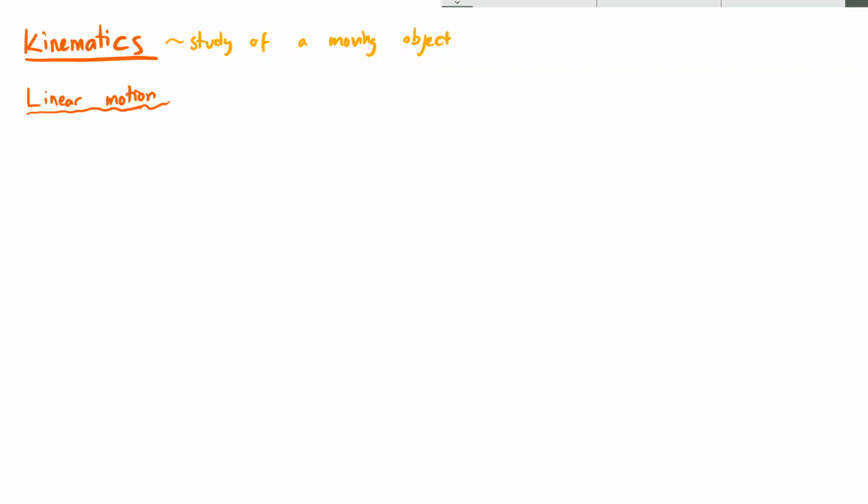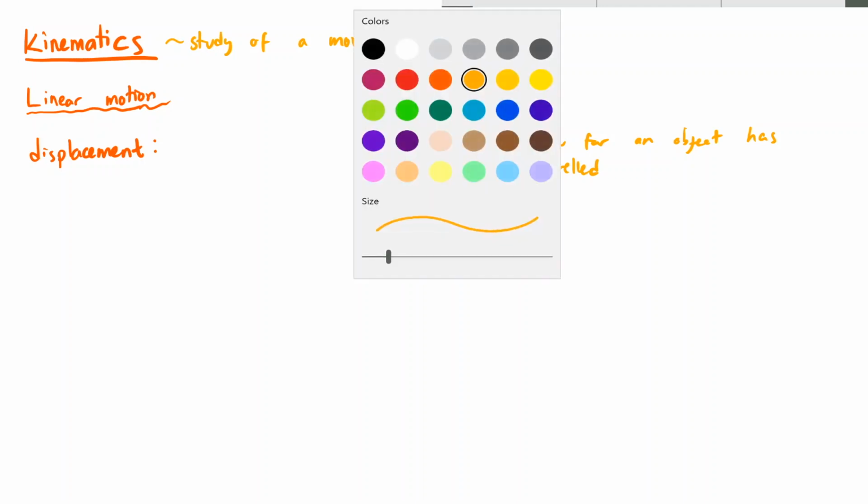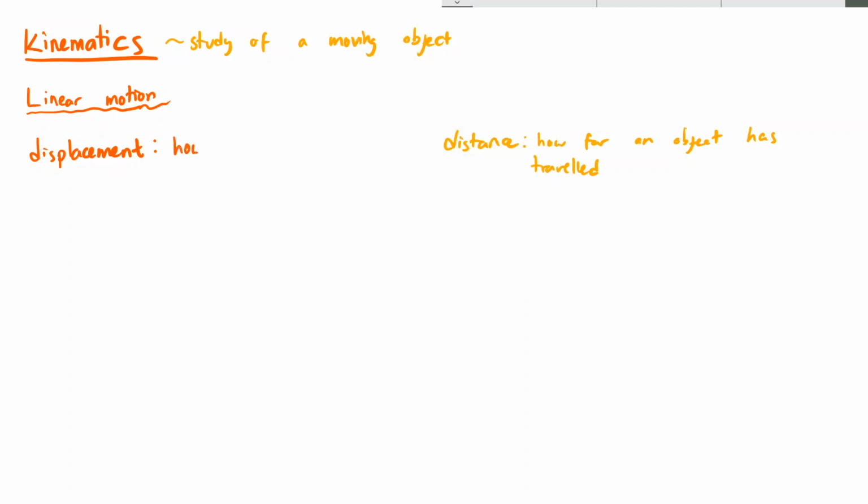So the first thing I said was displacement. What's that? Displacement is very different from distance. Distance is how far an object has traveled, how much ground it covers basically, and displacement is how far out of place the object is from its initial position.